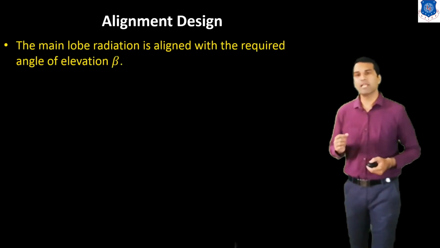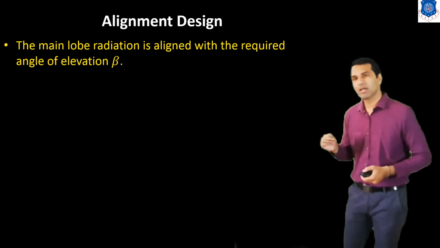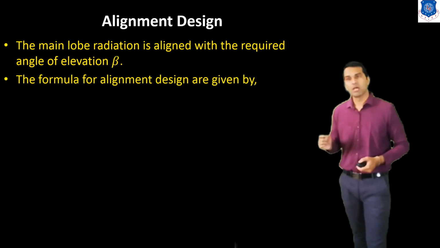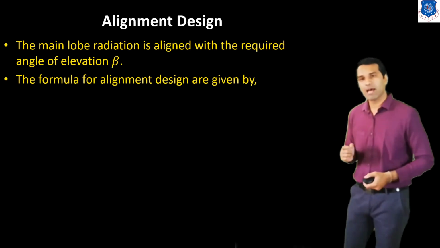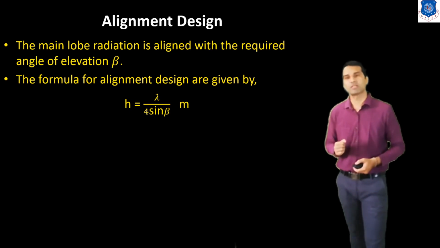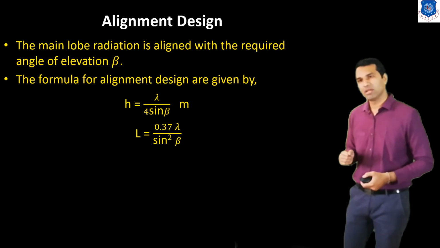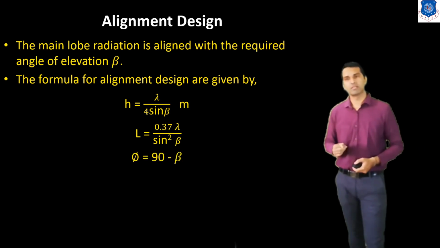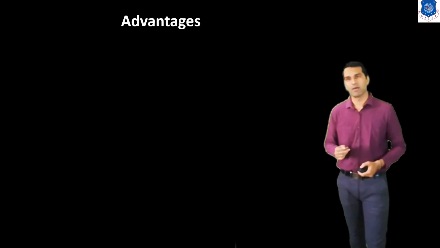The main lobe of radiation is aligned with the required angle of elevation beta. The formulas for alignment design are given by h equals lambda upon 4 sine beta, and L equals 0.37 lambda upon sine square beta, and phi, we know, is nothing but 90 minus beta.